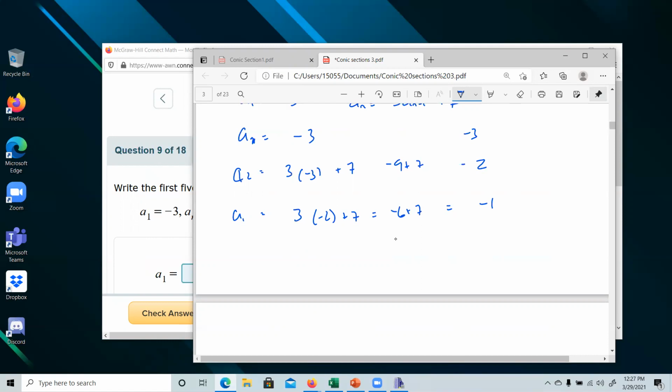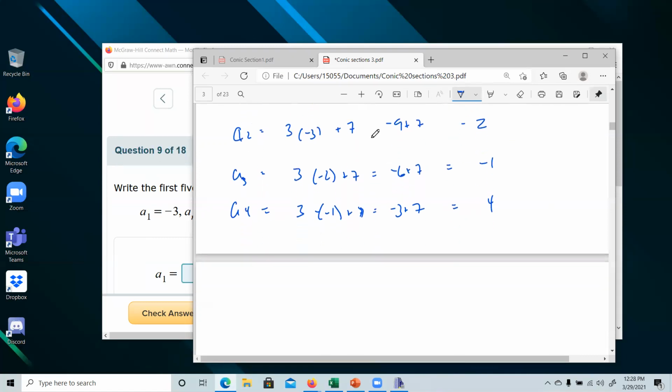What's the next one? So let's see, that was a2, a3, a4 is 3 times -1 plus 7. Okay, so this was going to be -3 plus 7. You all guessed 4, right? When I asked for the next one. So -3, -2, -1, 4 was the obvious answer, right?